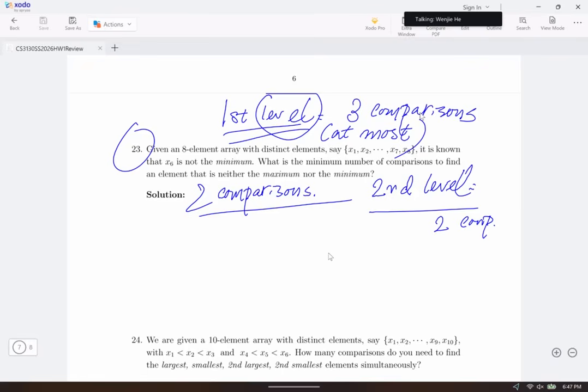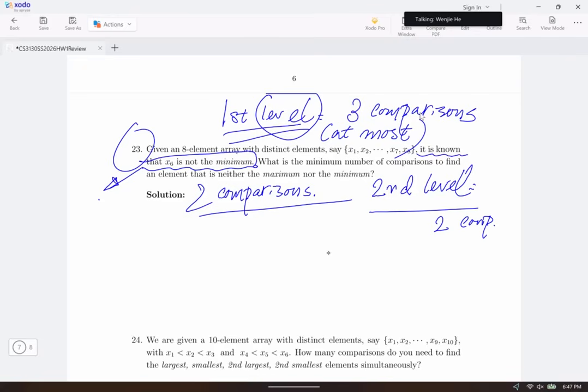This time our modification is here. This condition: it is known that x6 is not the minimum. So can we skip it first? The first round we skip it. We do not permanently skip it, we temporarily skip it.